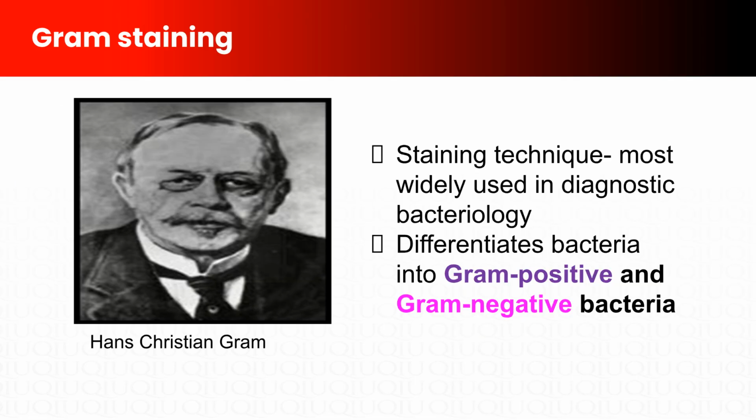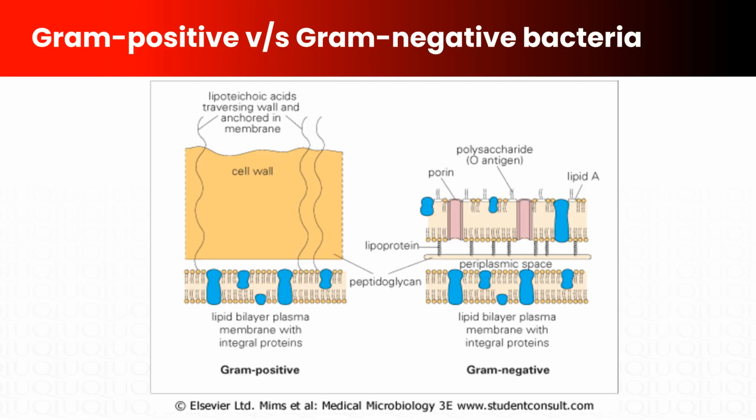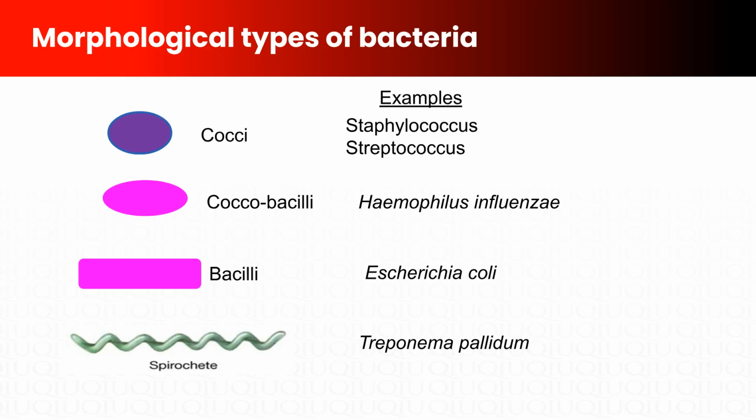Gram staining, developed by Hans Christian Gram, is a widely used technique in diagnostic bacteriology. It differentiates bacteria into two main groups, gram-positive and gram-negative bacteria, based on their cell wall structure. The fundamental difference lies in their cell wall structure. Gram-positive bacteria have a thick peptidoglycan layer, while gram-negative bacteria have a thinner peptidoglycan layer and an additional outer membrane containing lipopolysaccharide, LPS.